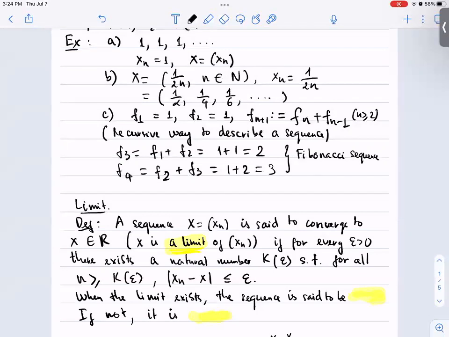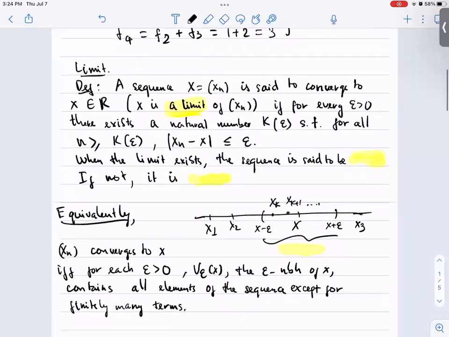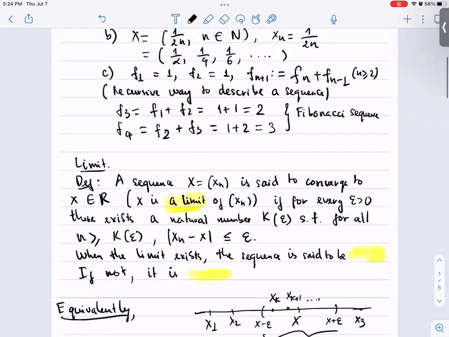For example, f3 is going to be equal to f1 plus f2, which is equal to 1 plus 1, equal to 2. f4 similarly is equal to f2 plus f3, which is equal to 1 plus 2, which is equal to 3. This sequence is actually a very famous sequence by the name Fibonacci. So now you have a general understanding of what a sequence is. Let's talk about the limit of a sequence.